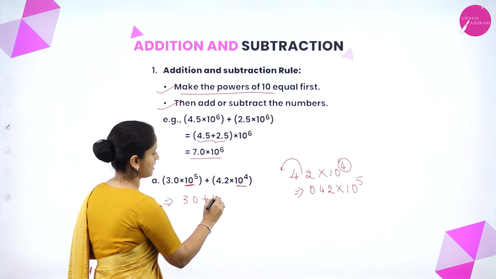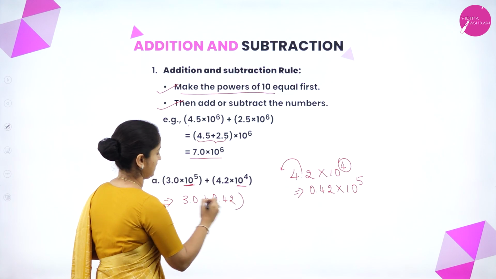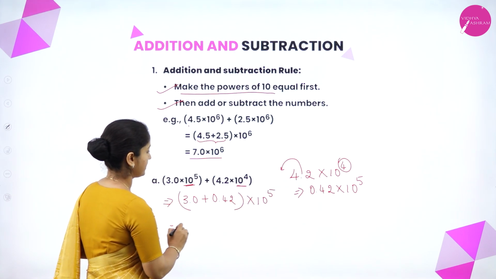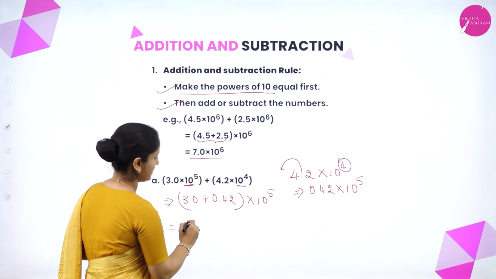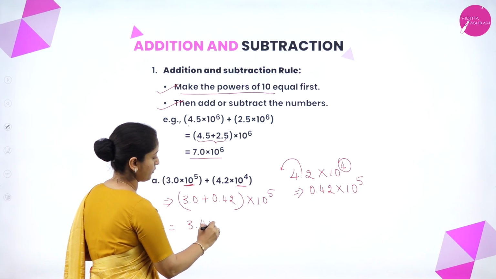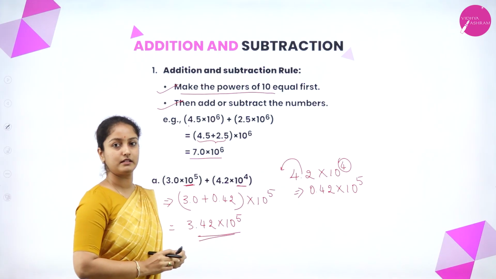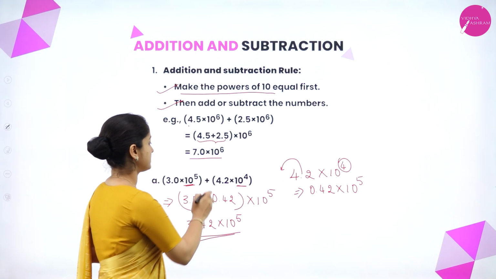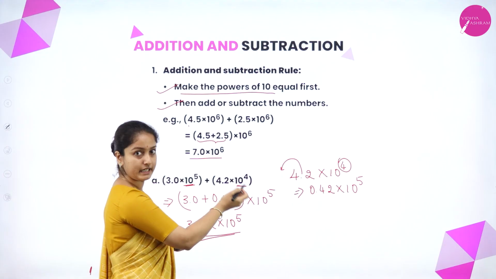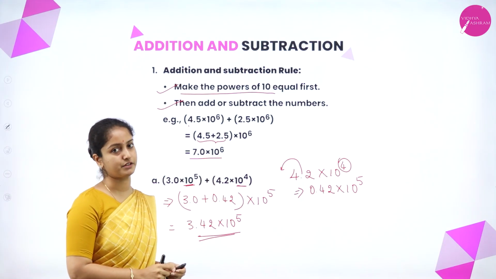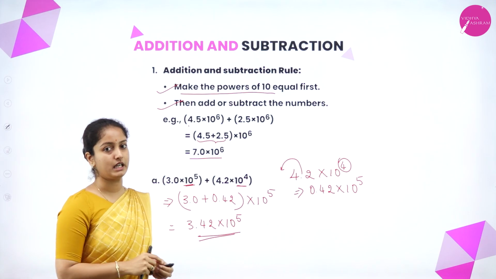3.0 plus 0.42, into 10 power 5. Now after adding, it is 3.42 into 10 power 5. Clear? When the powers are different, you have to make them equal by shifting the decimal. Either of them can be shifted to make the powers equal first.